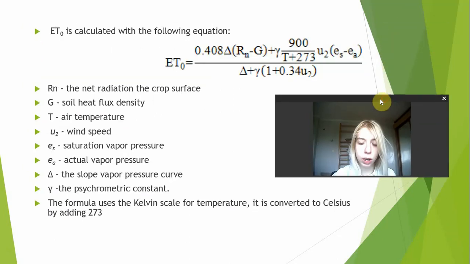This is the following equation used for evapotranspiration calculation. It is important to say that the result of this equation is given in the Kelvin scale for temperature, and we need Celsius. So we add 273 to the given result in order to obtain the Celsius value.